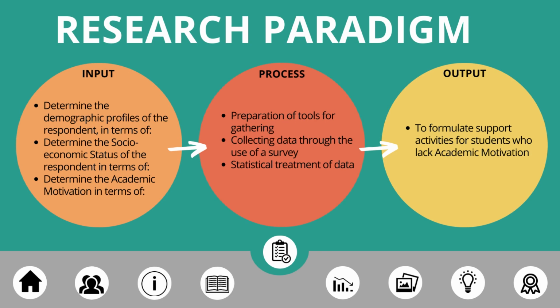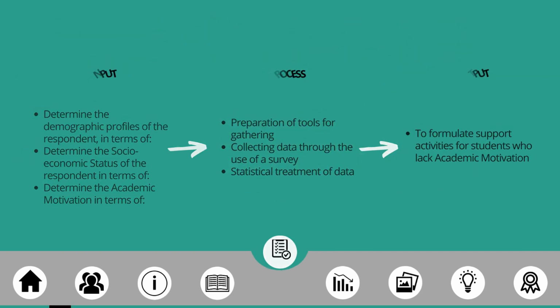The research paradigm of this study contains the IPO that represents all the factors and variables. The input shows to determine the demographic profile of the respondents, socioeconomic status, and academic motivation. The process conveys the preparation of tools for gathering data, collecting data through the use of a survey and statistical treatment of data. The output is to formulate support activities for students who lack academic motivation.